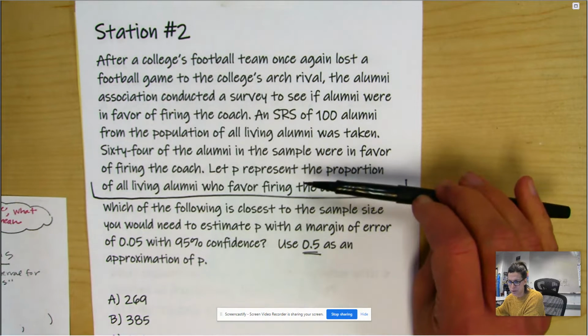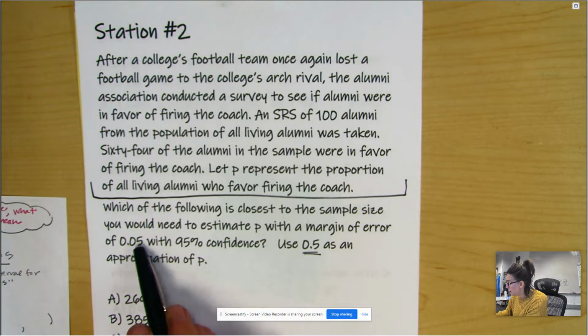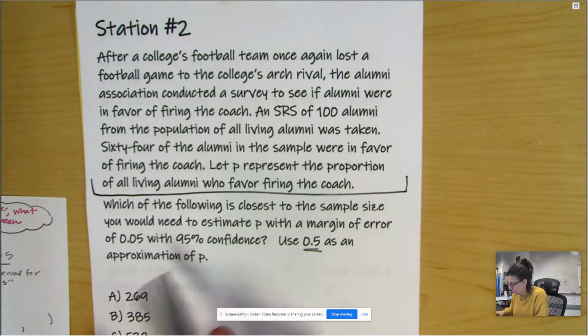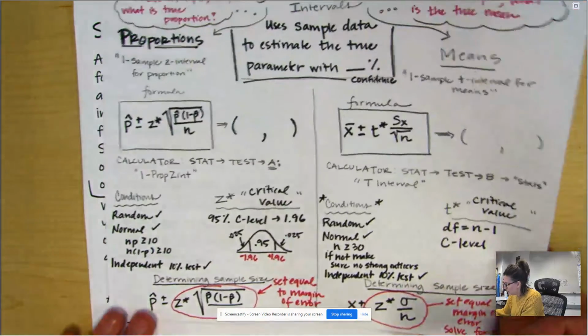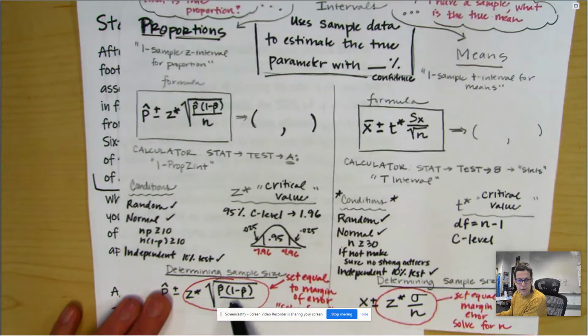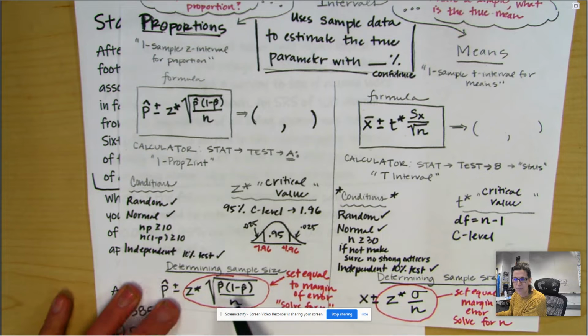So before we even started this problem, if you were just going to ask, how many people would we need to sample to make sure we could get a 95% confidence interval with a margin of error of 0.05 or less, here's what we would do. This is a proportion. Do you want to fire the coach? Yes or no? And this is the margin of error. So we want this to be equal to 0.05, and then we solve for n. And again, the answer key was asking you to use 0.5 as your estimate, and we're just doing this to estimate a sample size that would get us within that.